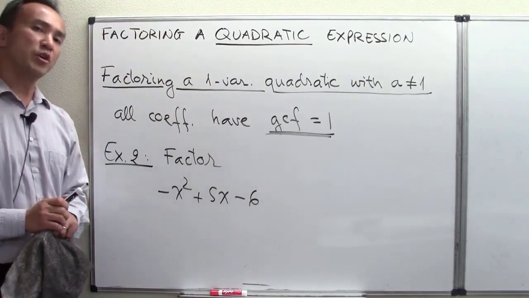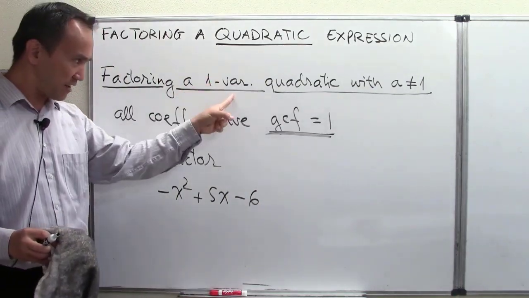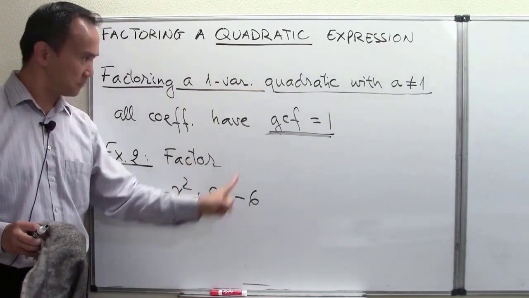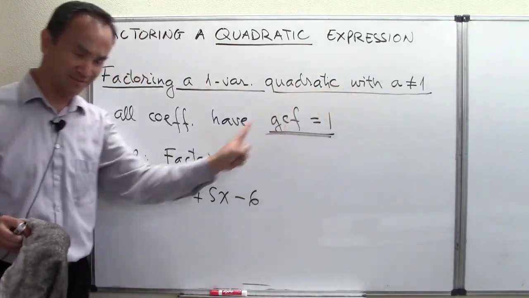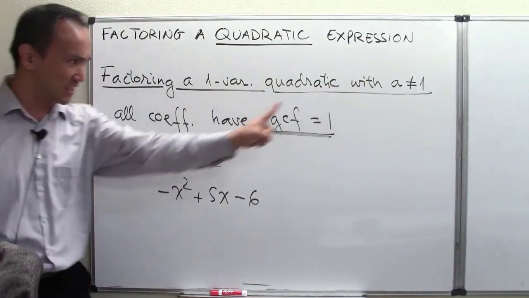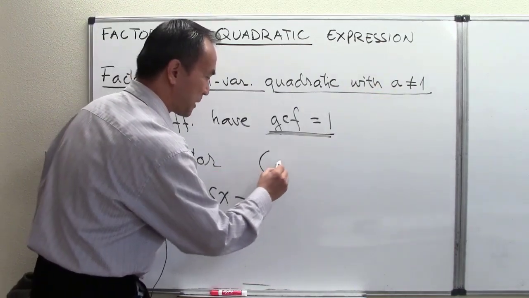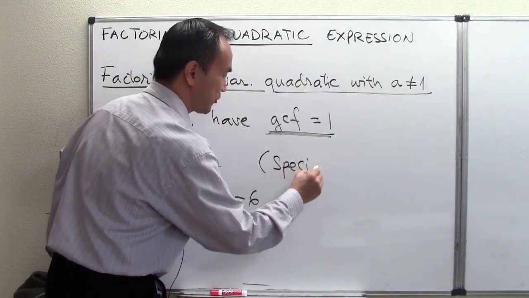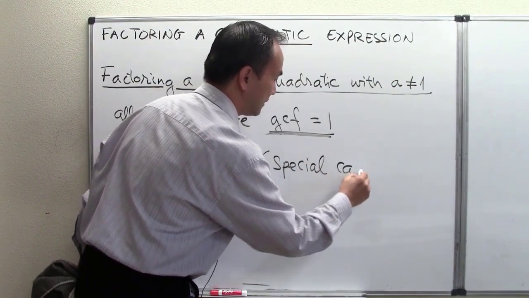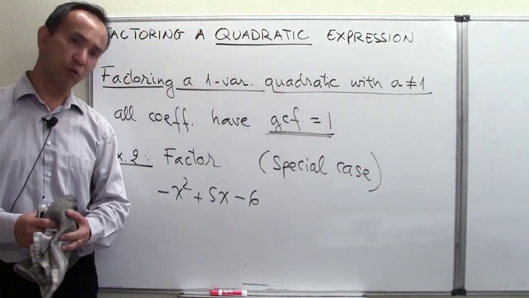All right, so here we are at that first problem under this category, a one variable quadratic, leading coefficient other than 1. The leading coefficient here is a -1, so it's other than 1. And I would like to refer to this as a special case that really deserves your attention. So I put that here in our formal video lecture.